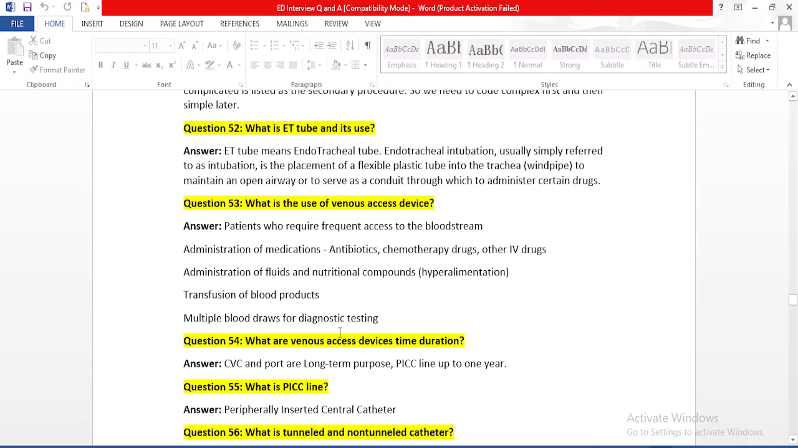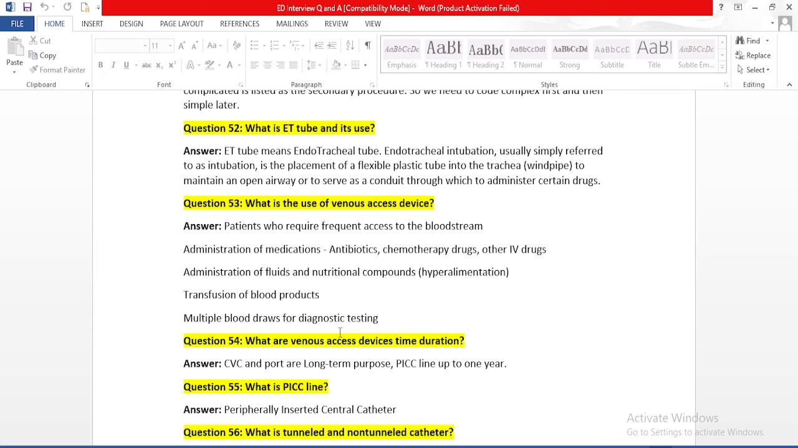Next question, what is an ET tube? Usually we call it an endotracheal tube. So ET tube means an endotracheal tube. Endotracheal intubation, usually simply referred to as intubation, is the placement of a flexible plastic tube into the trachea to maintain an open airway or to serve as a conduit through which to administer certain drugs. What is the purpose of an ET tube? In order to open the patient's airway and to administer a few drugs, the physician may insert an ET tube.